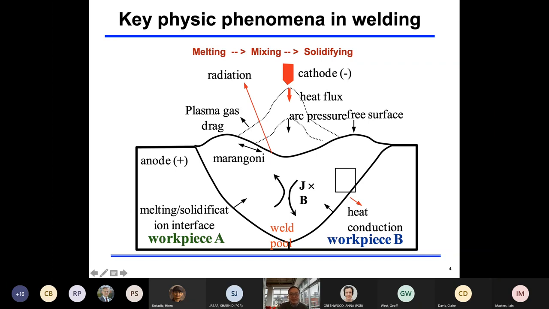So what will happen? You melt the filler material in this area, and it is completely mixed. We look into how fast the flow is in this weld pool, which we call internal flow inside the weld pool. That is followed by solidification, which always grows from the solid-liquid interface towards the center of the weld joint. So we say welding has three phenomena: melting, mixing, and solidifying, right?